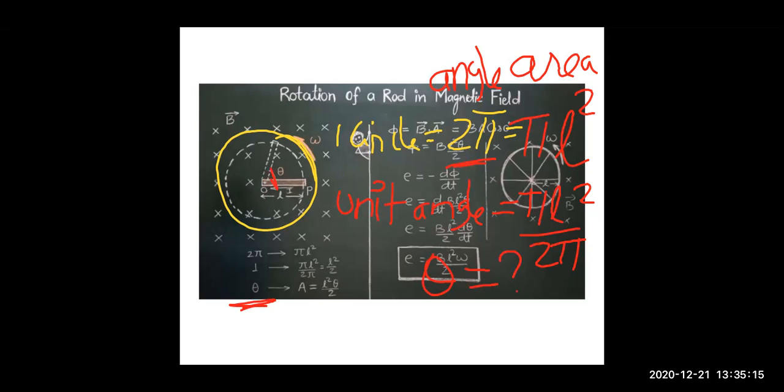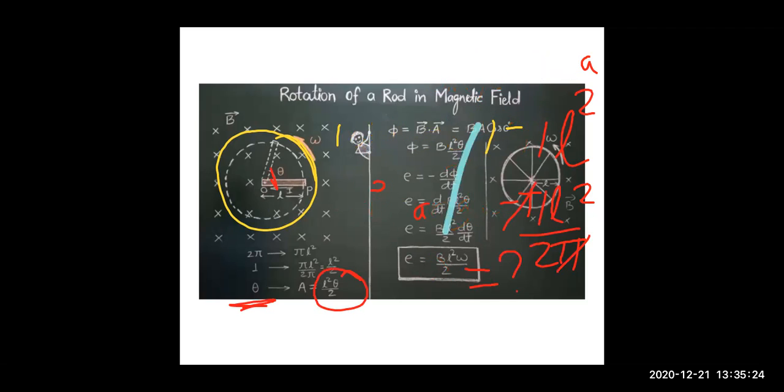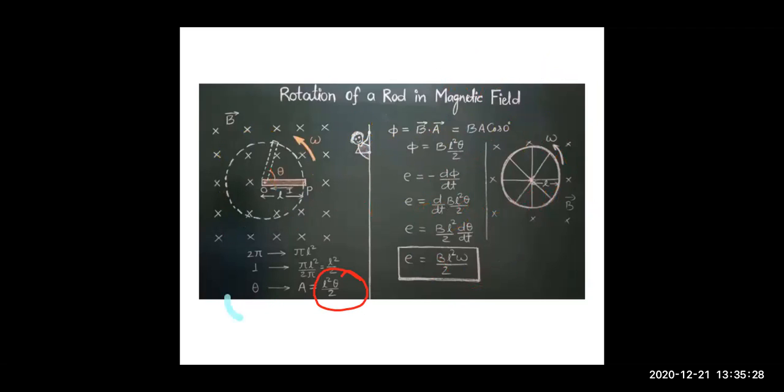π will get cancelled, so it will be L²θ upon 2, right? So this is your maths unitary method. In angle θ the area that is covered is L²θ by 2. This is the area that is covered for the angular displacement θ.